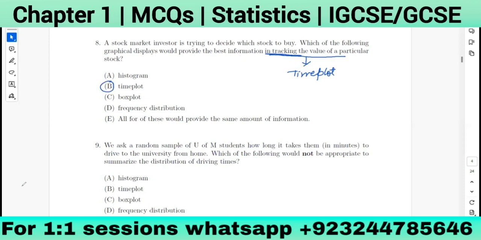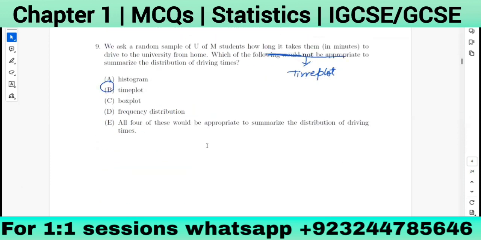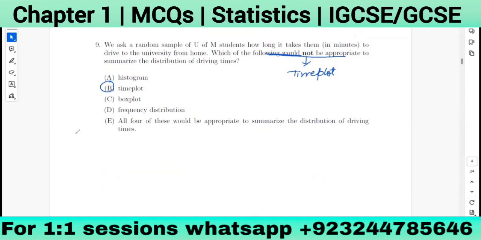The next is, we ask a random sample of U of M students how long it takes them to drive to the university from home. Which of the following would not be appropriate to summarize the distribution of driving times? So these all were used to plot the driving times, and because we are again using the information of time, which of the following would not be appropriate to summarize the data?